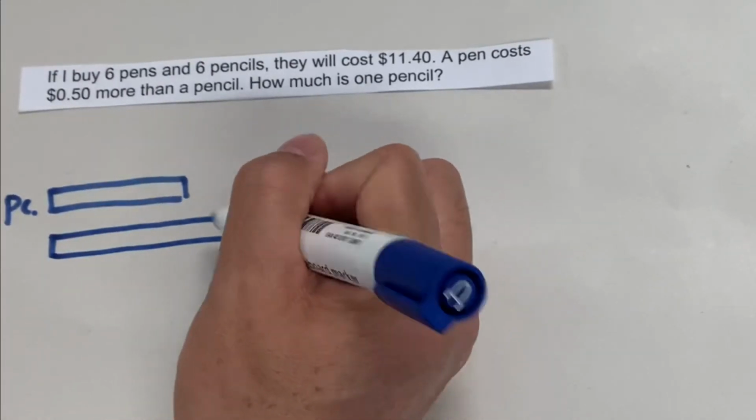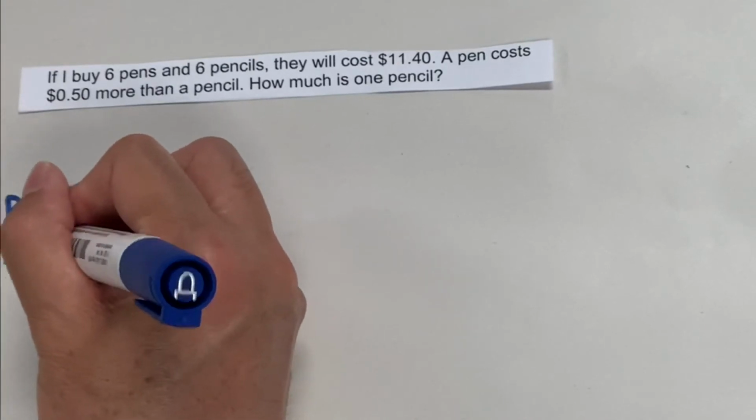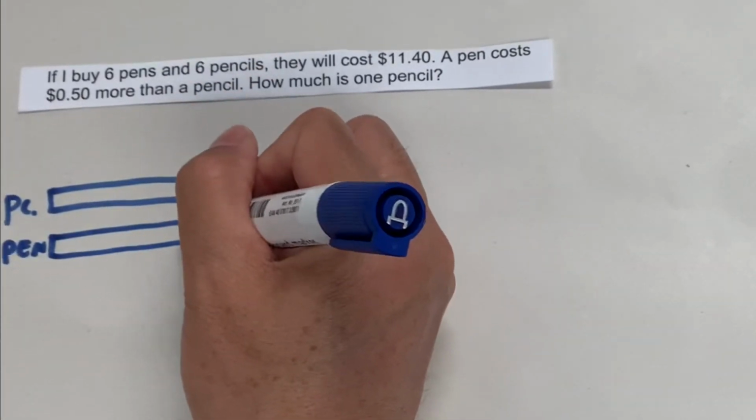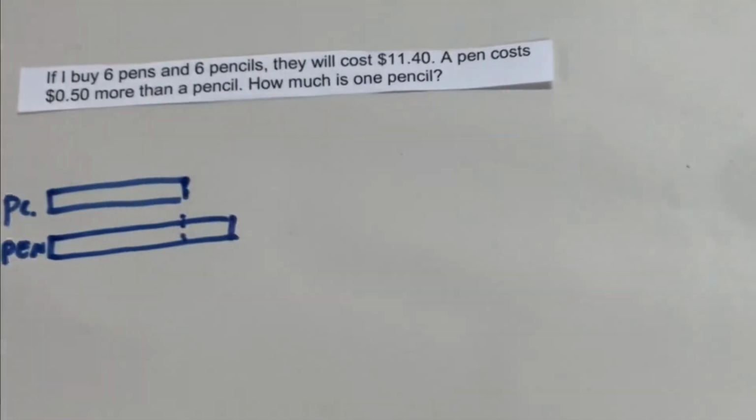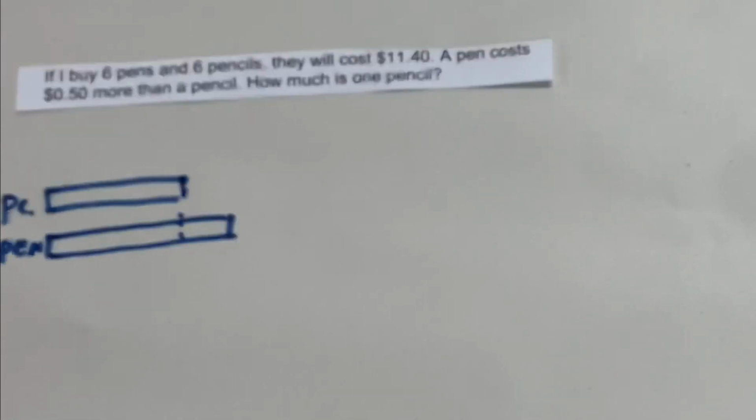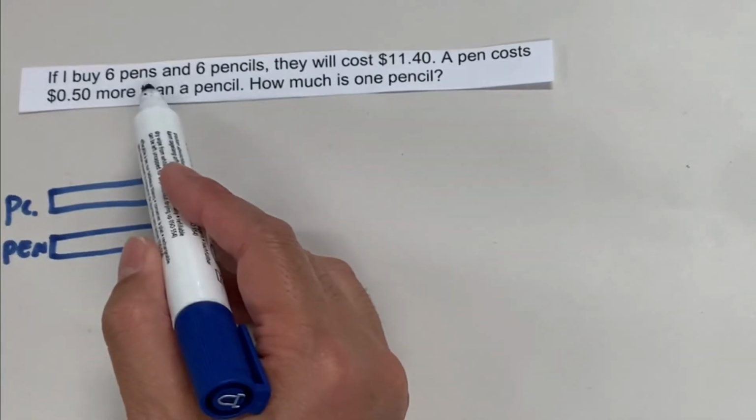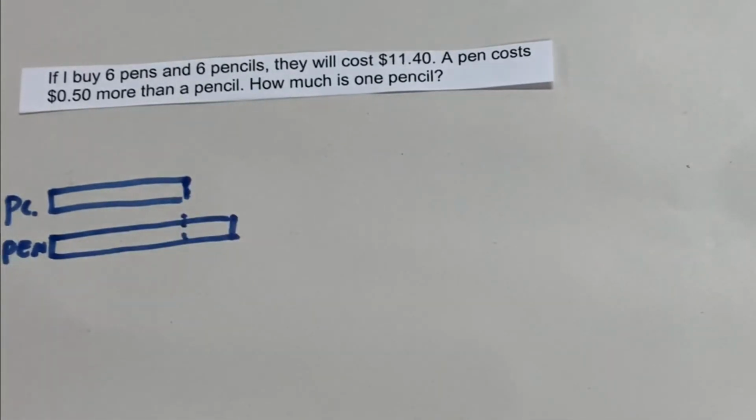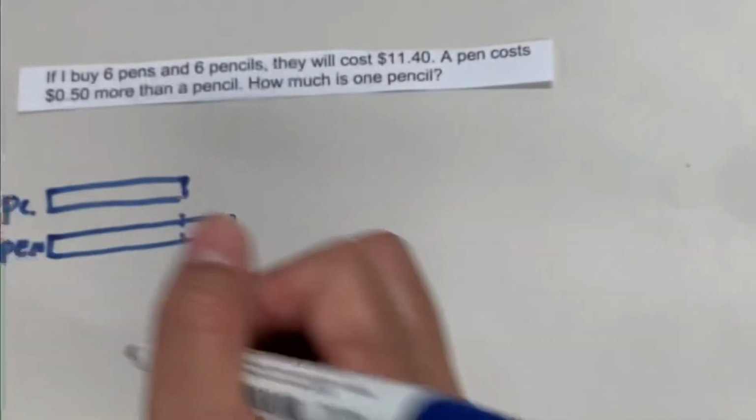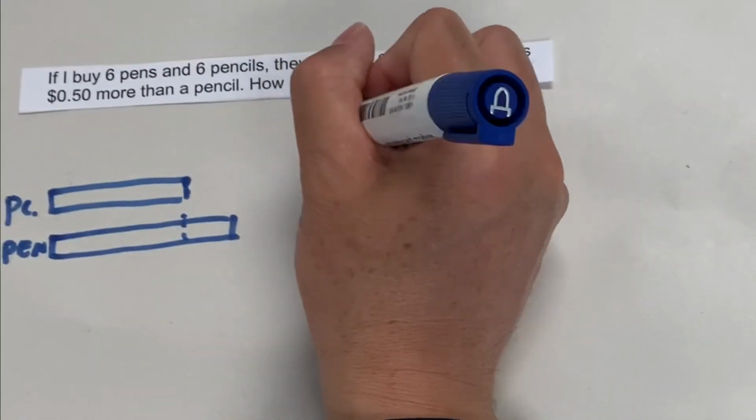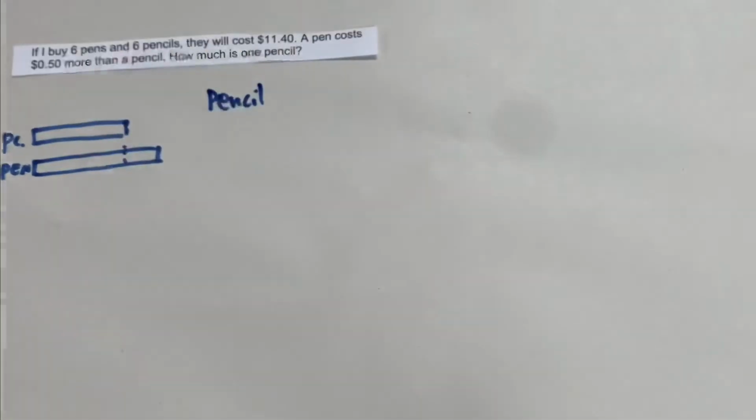So a pen costs 50 cents more than one pencil. Now we have to buy 6 pens and 6 pencils. Ooh, that is annoying, isn't it? But I can do that. So how about we redraw? This is pencil, right?